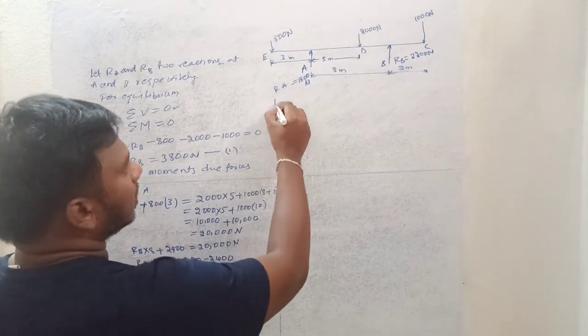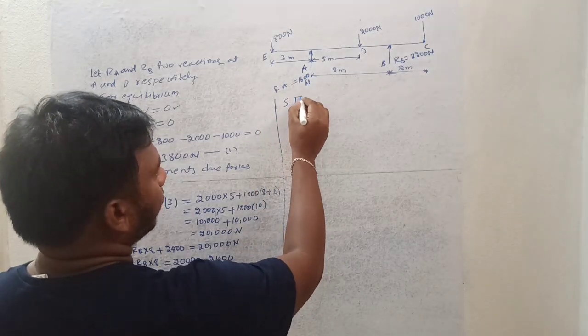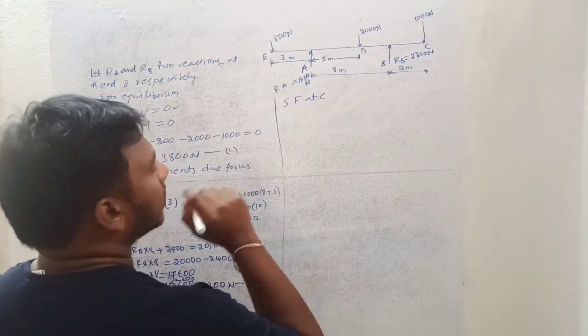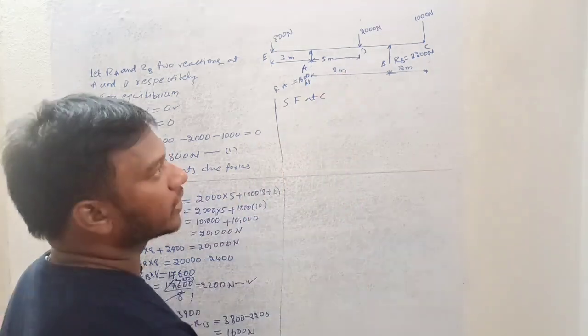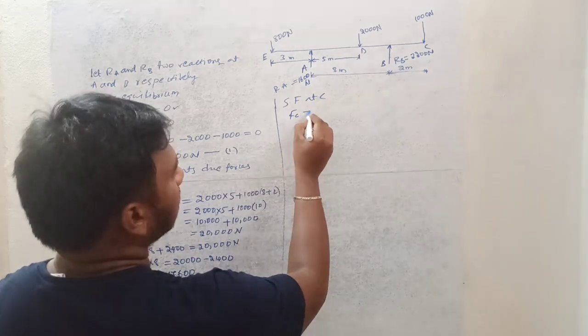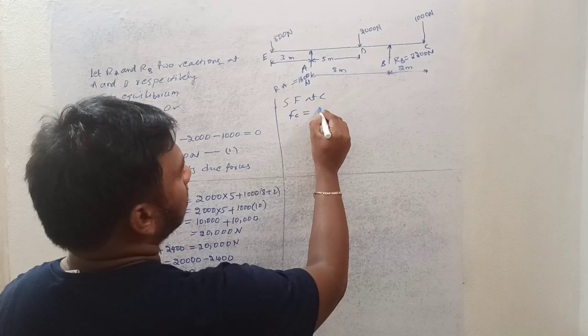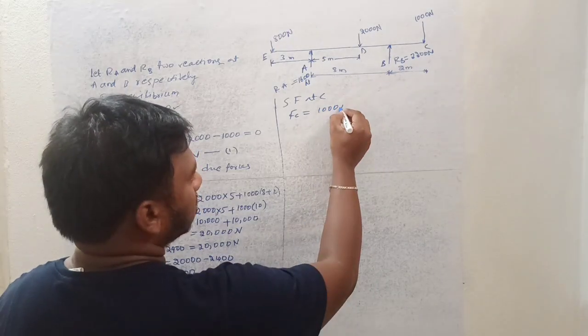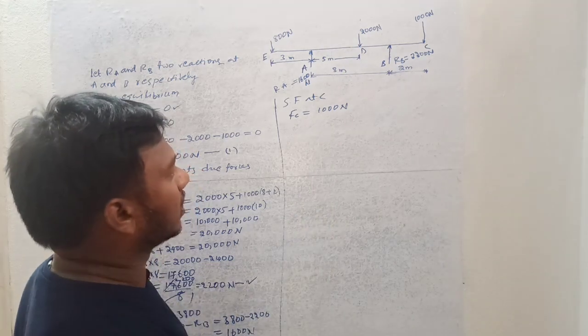Okay, so then shear force at C. If we see, what will be the shear force? 1000 Newton is there, and that is acting downward. So F suffix C equal to 1000 Newton, and it is acting downward, right? So it will be positive, and this one will be the shear force.